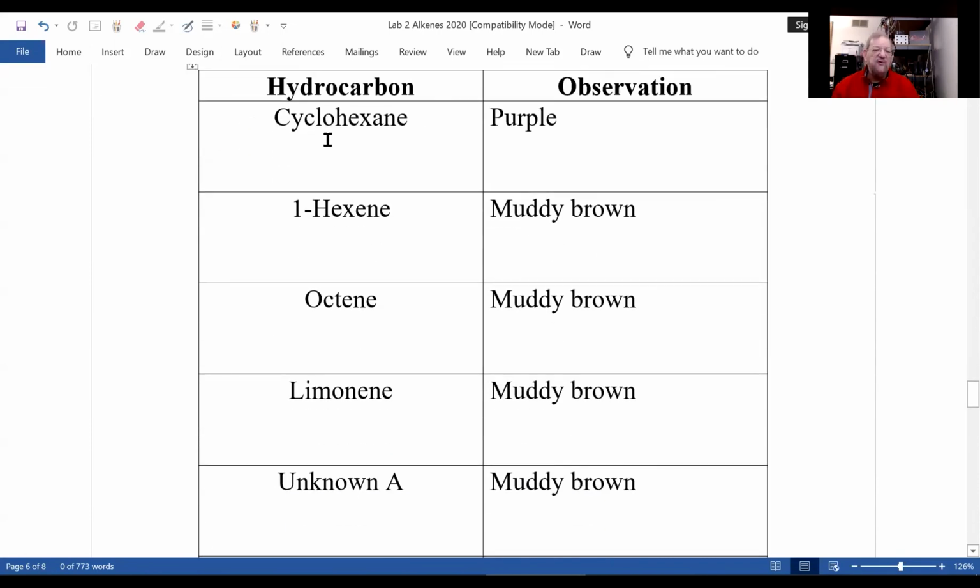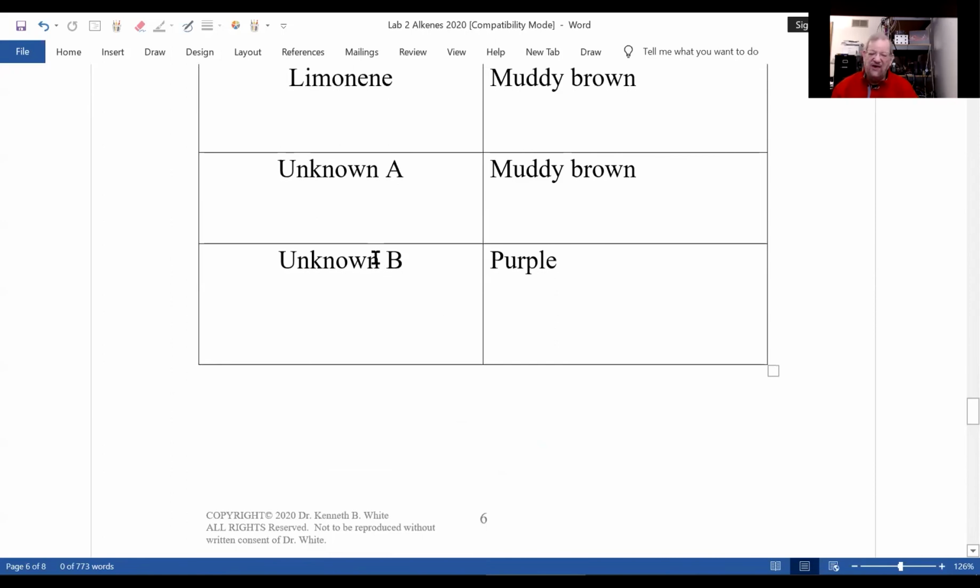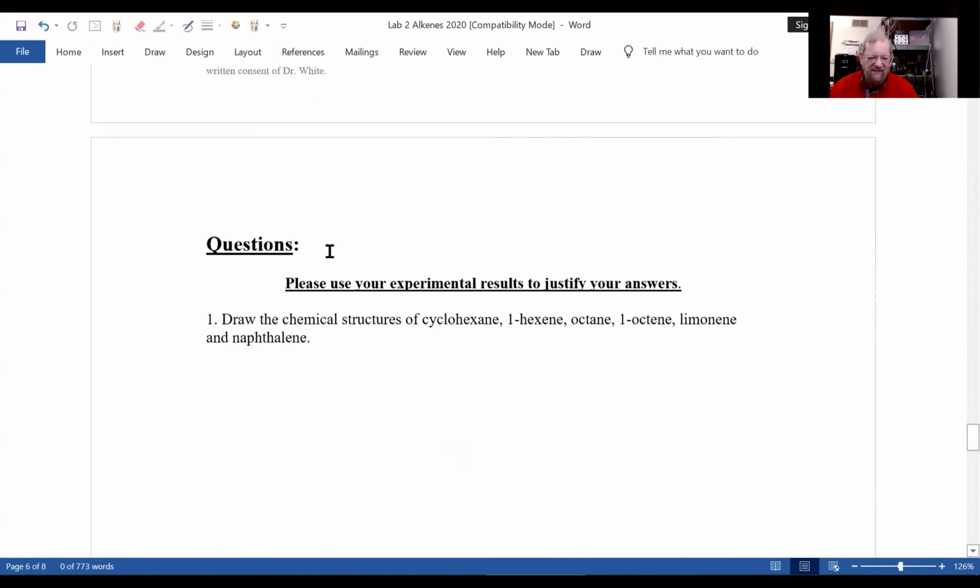And if you were in the lab, you'd be testing cyclohexane, no double bond. Oh, look, it stayed purple. 1-hexene. Ooh, double bond, it went muddy brown. 1-octene, double bond. Limonene, double bond, went muddy brown. I'm not going to tell you about the unknowns, and don't say it. You have to determine, for unknown A and B, does it have a double bond or not? And hopefully I've taught you now.